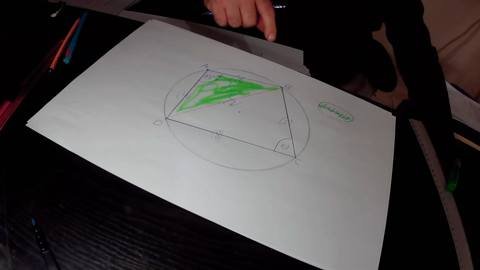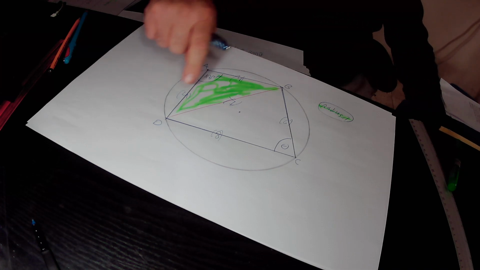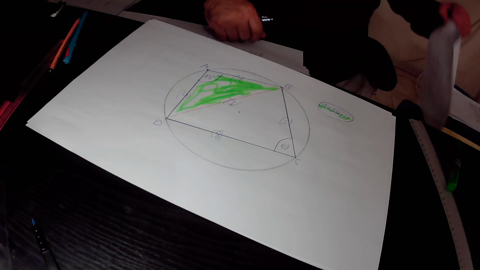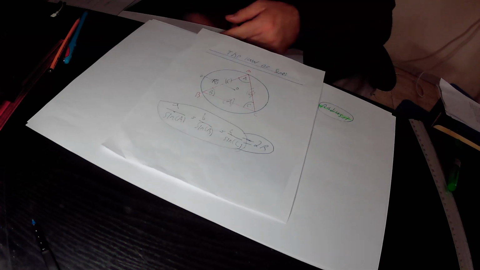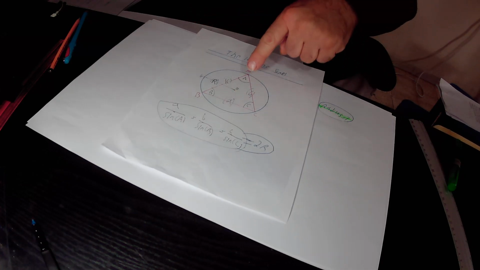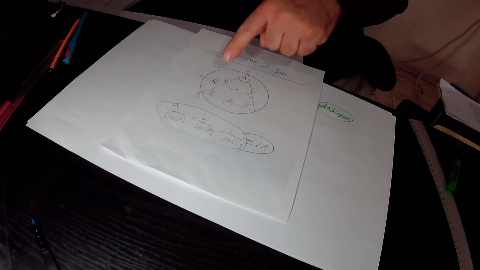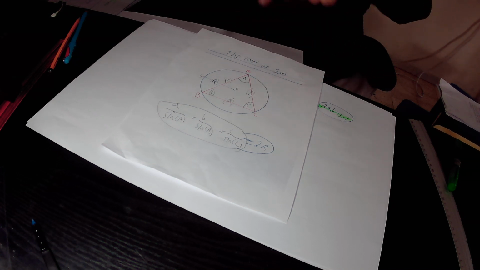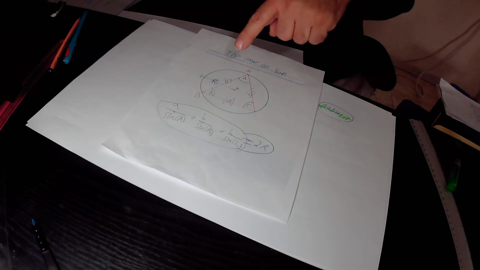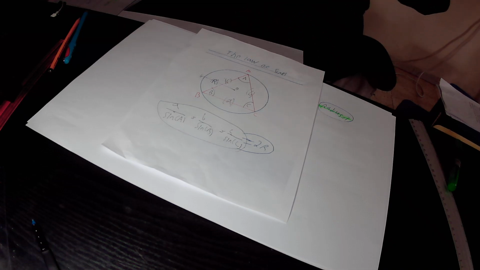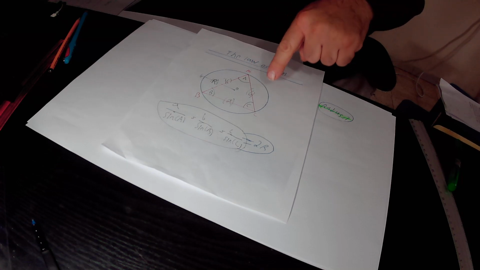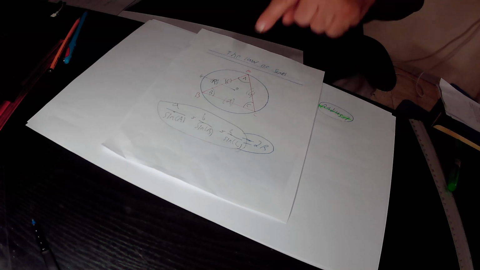According to the full version, we implement the law of sines on this triangle BDC. So again, according to the law of sines, a over sin A equals b over sin B equals c over sin C equals 2R. And R is the radius of this circle that circumscribes triangle ABC.